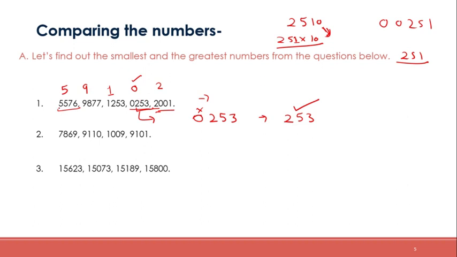Just check the digit at the highest place. Same like 5, 9, 1, 0, 2. Which one is the highest among these digits? It is 9. So this number will be greatest. 9877. So from this, what I can conclude is that, just make a note in your notebook.